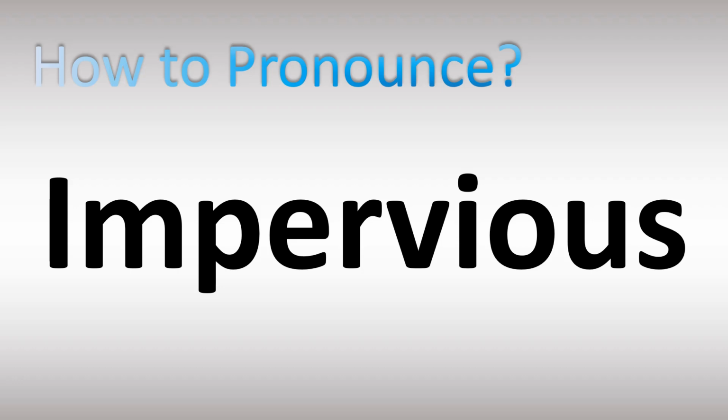We are looking at how to pronounce these words. Let's break down the pronunciation and look at more confusing vocabulary in English. Impervious, or in American English, impervious, 3 syllables, impervious. Stress on the second one.